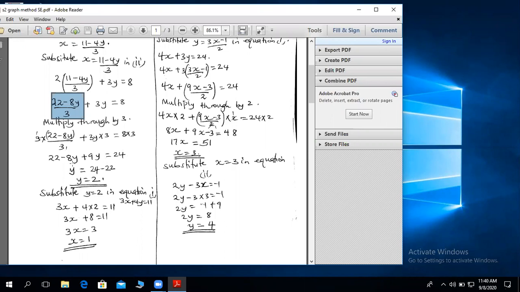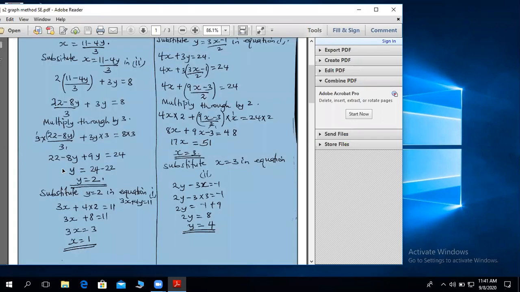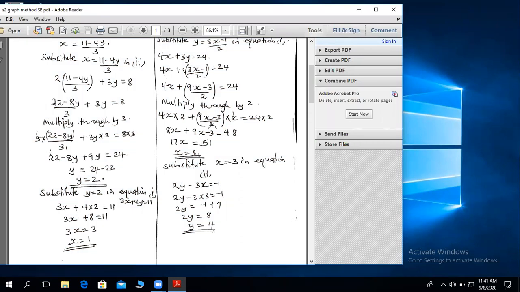Now, when I collect like terms, negative 8y plus 9y, you agree with me that the answer is y. Then when this 22 crosses equal signs to join 24, it will become a negative. And that's how I end up having my y equal to 2.